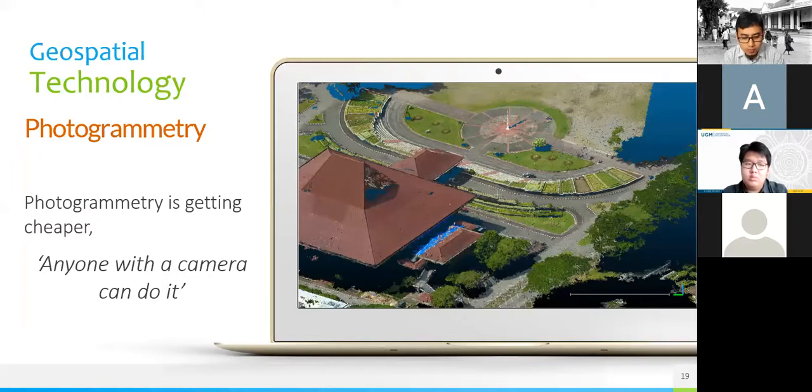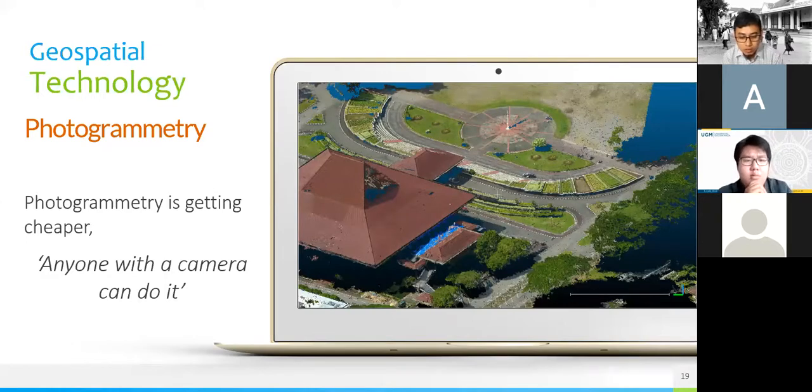Back then, we only obtained accurate photogrammetry using a very expensive camera, and we only flew the camera through an airplane. Of course, we needed some time to process the data using a computer that was not an ordinary computer, but one specialized for processing data. But today, everyone with a camera can do it.